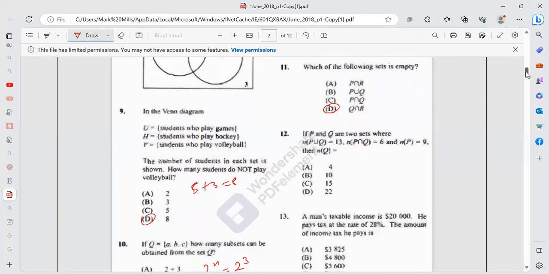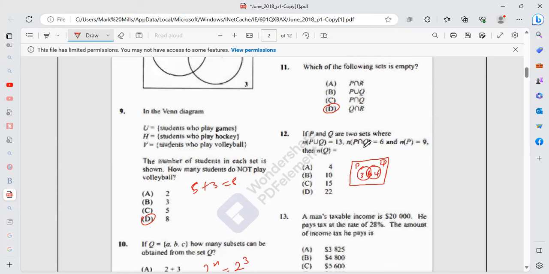Okay, number 12. P and Q are sets of numbers, right? We can just sketch it and do it for ourselves. So we have this and we have that, one is P, the other one is Q. They say the intersection of P and Q is 6, so we can put 6 here. Then they say everything in P should add up to 9. So if here is 6, here would be 3. Then when you add P and Q, everything should add up to 13. So 6 plus 3 is 9, and what is left to make 13 is 4.